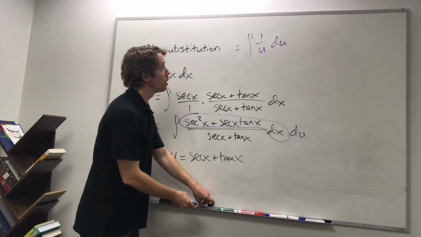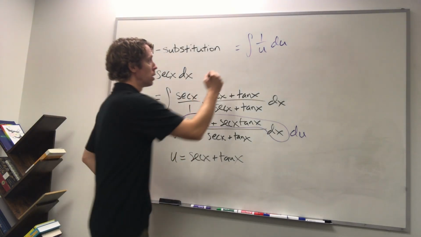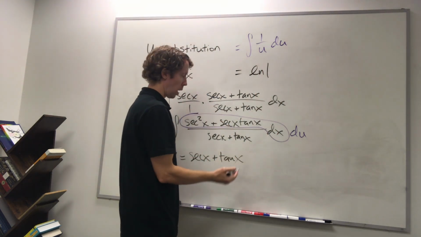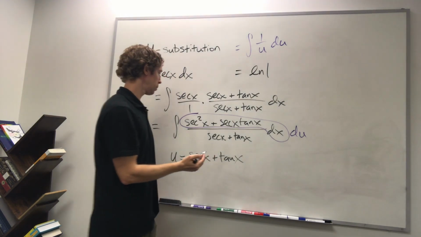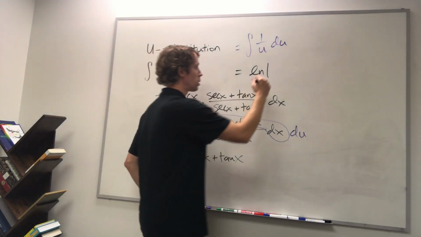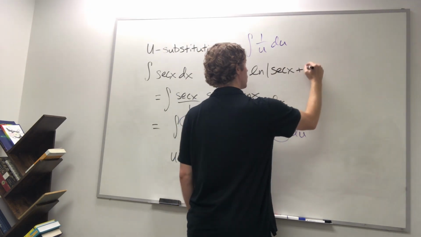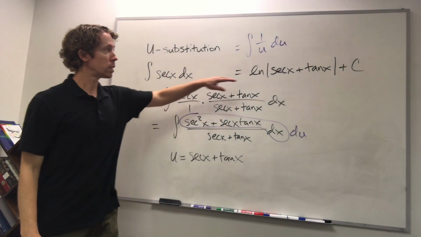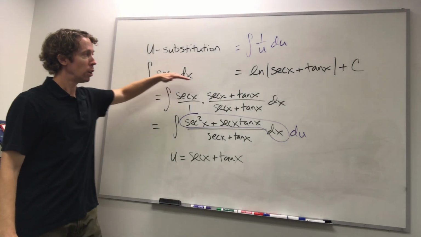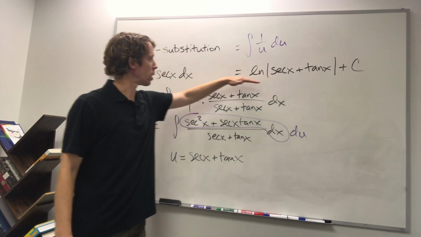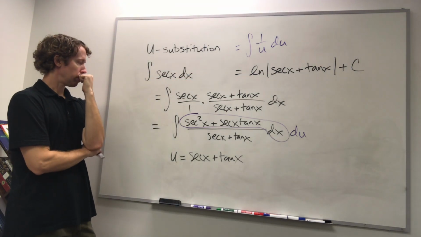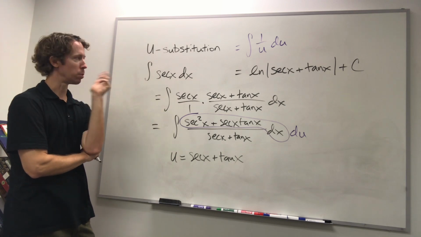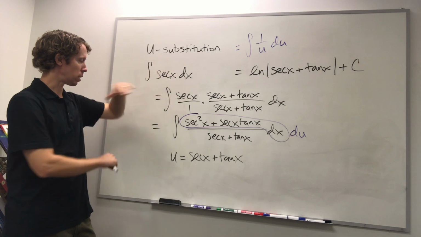And now I know the derivative of natural log of x is 1 over x. So this becomes ln absolute value of u. And I'll go ahead and rewrite what u is: secant x plus tangent x, plus the arbitrary constant. So this is the antiderivative of secant x. You can take the derivative of this thing and verify that you do get back to here. There are some absolute values there that bring up some interesting questions, but you do, in effect, get back to here.